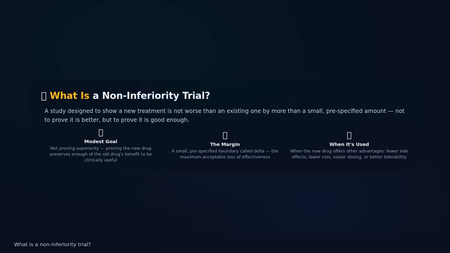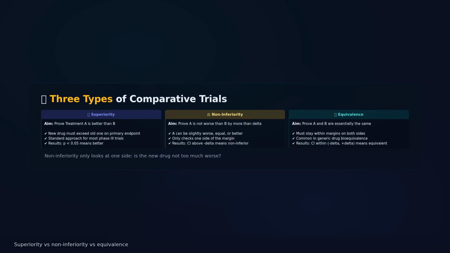or easier administration. There are three types of comparative trials. Superiority trials try to show that treatment A is better than treatment B. Non-inferiority trials try to show that treatment A is not worse than treatment B by more than a small margin. And equivalence trials try to show that treatment A and treatment B are essentially the same, within a margin on both sides. The key difference is the margin.